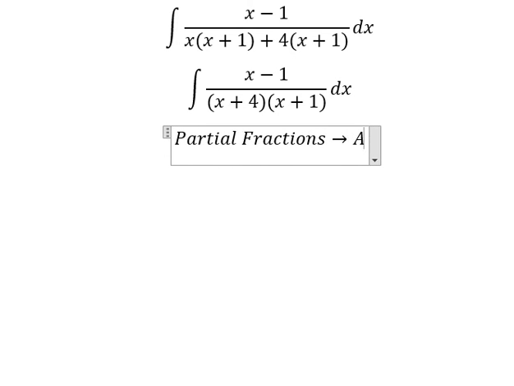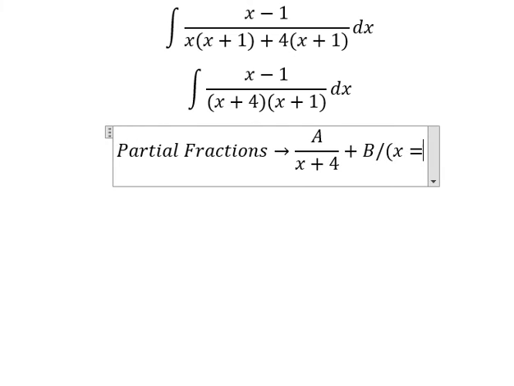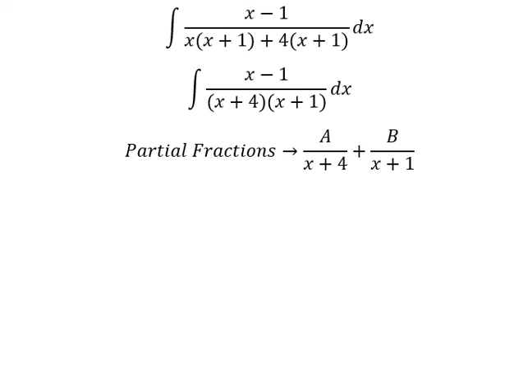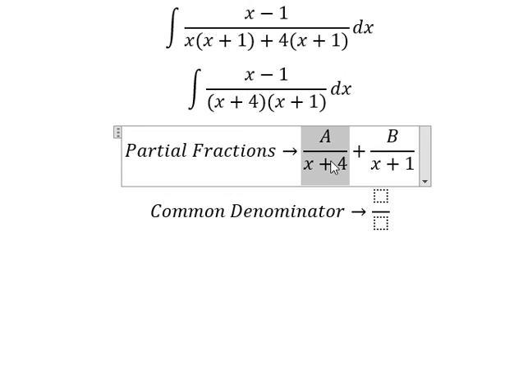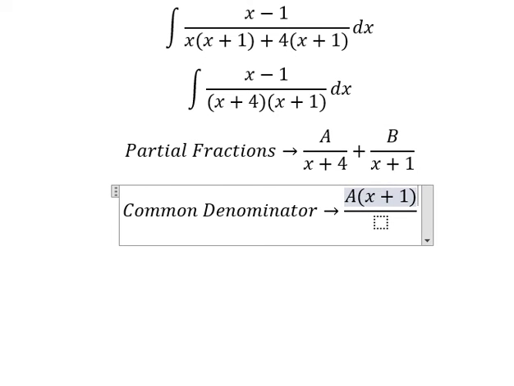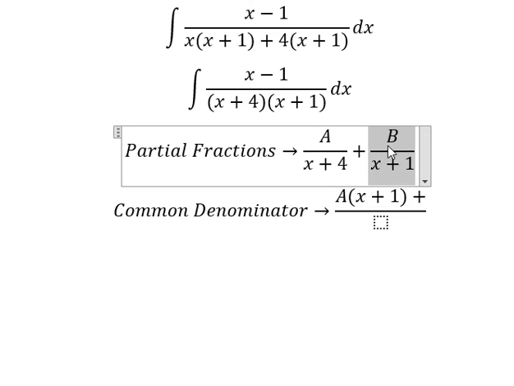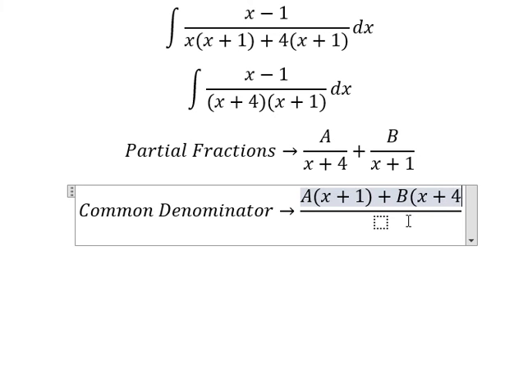So I will put A over s plus 4 and B over s plus 1. Next, we do the common denominator. So about this one, it is missing s plus 1, so capital A multiplied by s plus 1. About this one, it is missing s plus 4, so capital B multiplied by s plus 4.